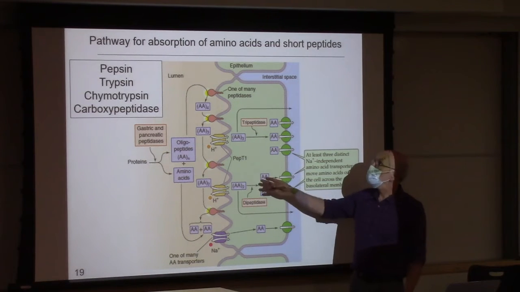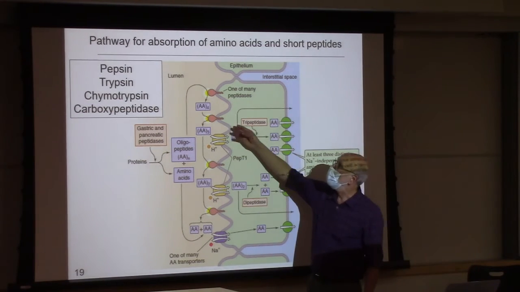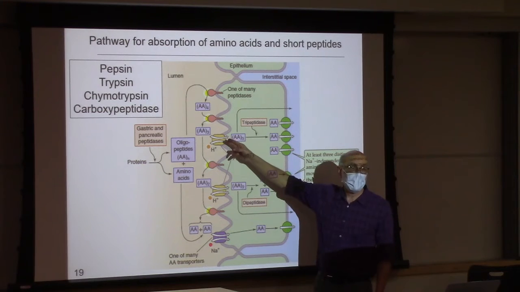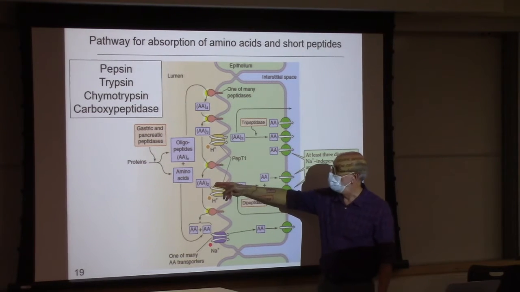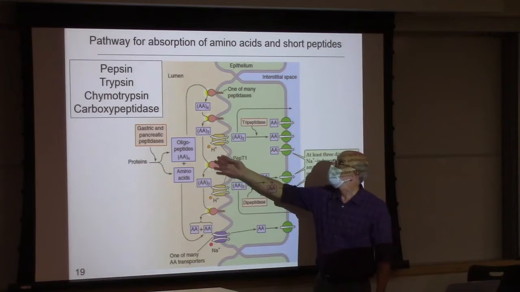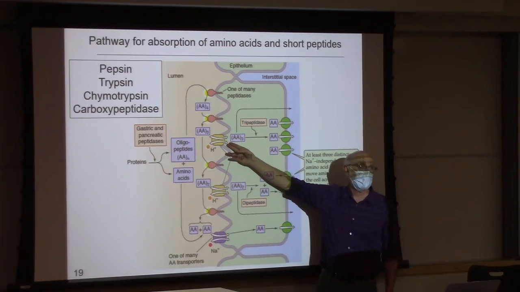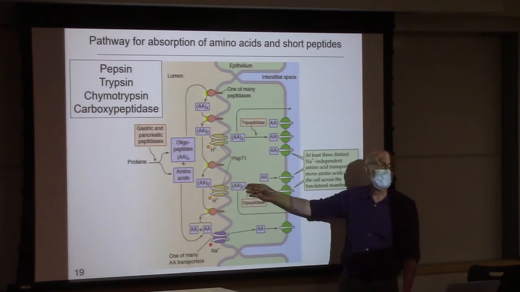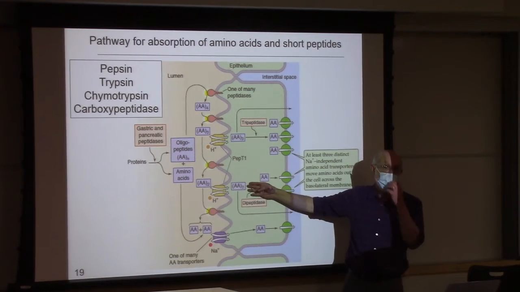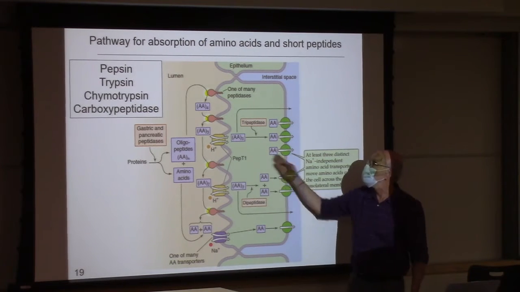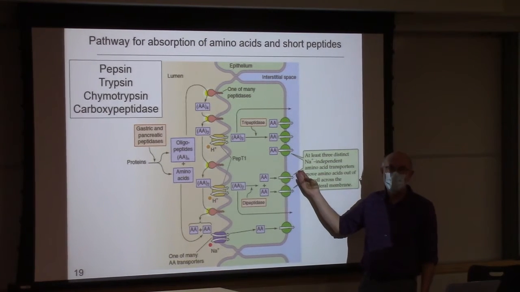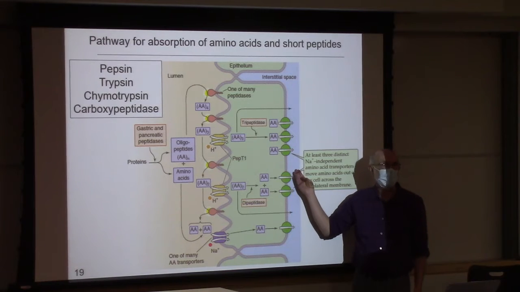It turns out that there's another story where short peptides, 3 and 2 amino acids in length, can also get transported by a proton cotransporter, where they are broken down inside the cell into single amino acids, which then go across the basolateral membrane by passive diffusion.